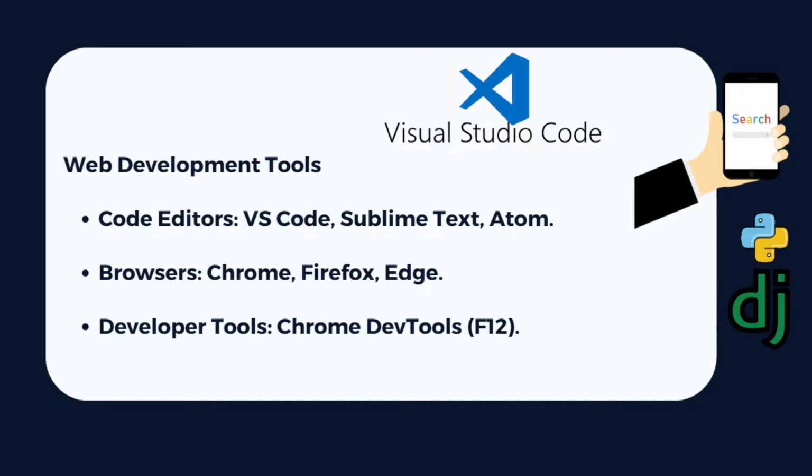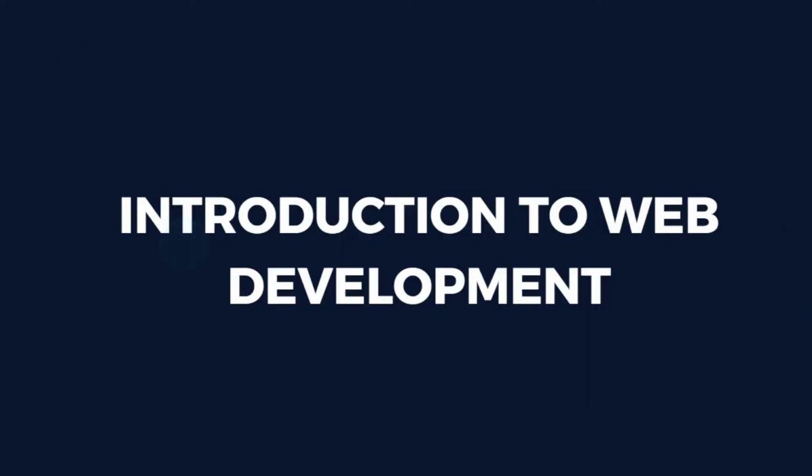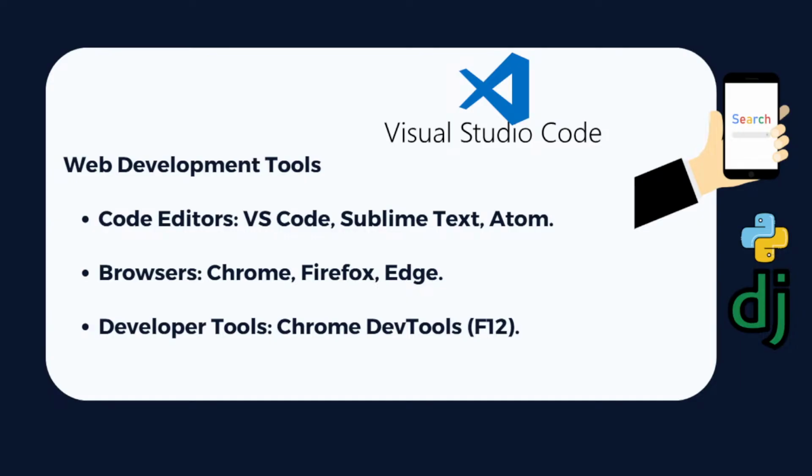First of all, we need to know about web development tools. The first thing is code editors. You may not know what code editors are. We type our code in that place only, and that is called a code editor. We use many code editors. The commonly used and famous code editors are VS Code, Sublime Text, and Atom.